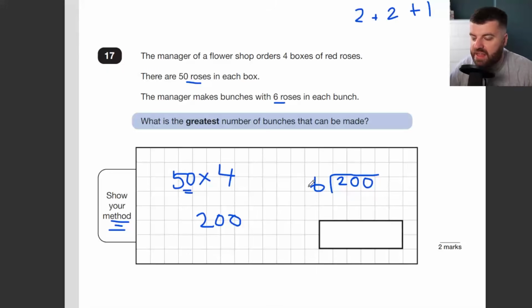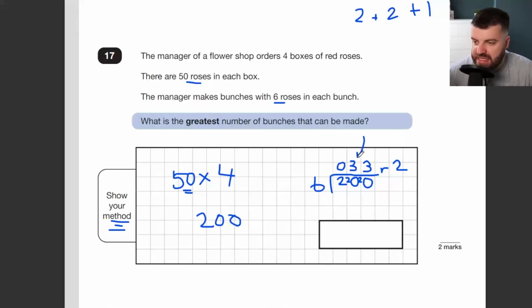Then we're going to do a short division. Let's see how many whole bunches we can make. 6 into 2, does not go. 2 carrying over. 6 into 20, goes 3 times, with 2 left over because 6 3s are 18. And again, 6 into 20. You guessed it, it's still 3 times. And there's going to be 2 roses left over.